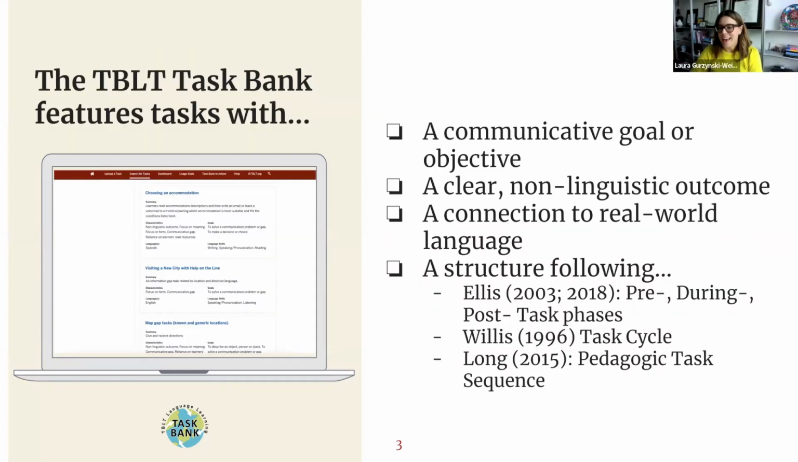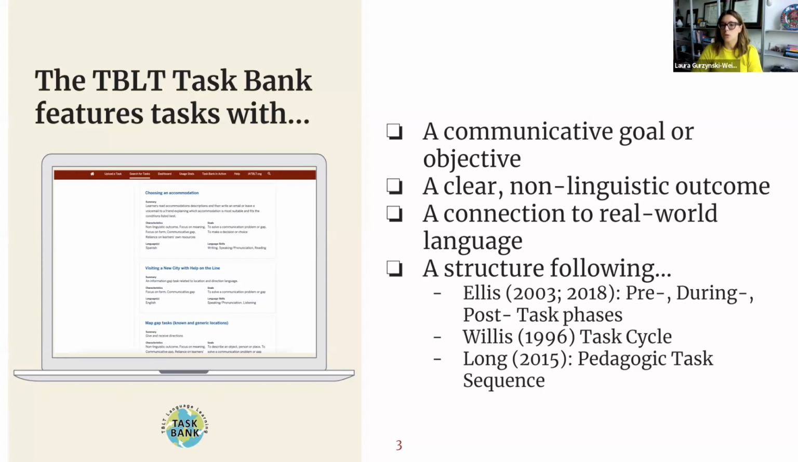So what do we mean by task, right? A task is a word that you use in everyday language, and that is by design, right? Tasks are what we do with language every single day, all day long. On the task bank, you will find tasks that have a communicative goal or objective, which is pretty self-explanatory. They all also have a clear non-linguistic outcome. So it's not just using language for language's sake, but you're using language to obtain a goal or an objective. So for example, get from the airport to this Congress site.